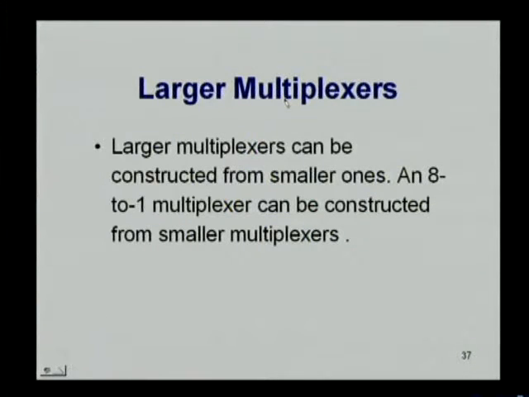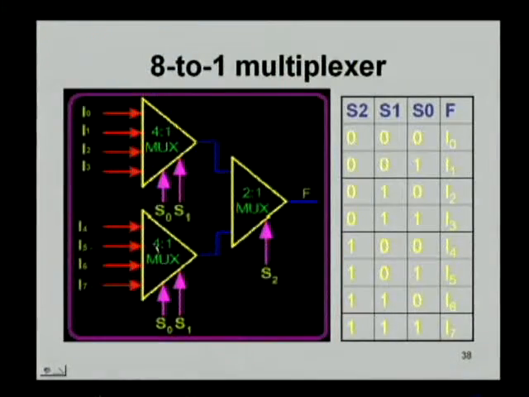And we can also construct large multiplexers. Larger multiplexers can be constructed from smaller ones, and an 8 to 1 multiplexer can be constructed from the smaller multiplexers that we have seen. Now we see the 8 to 1 multiplexer. This is constructed by using two 4 to 1 multiplexers and one 2 to 1 multiplexer. In the first layer we have 4 to 1 multiplexers, in the second layer we have a 2 to 1 multiplexer. And since there are 8 inputs, we need 3 selection lines, S0, S1 and S2.